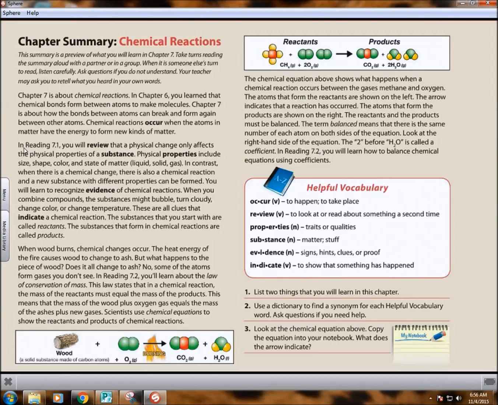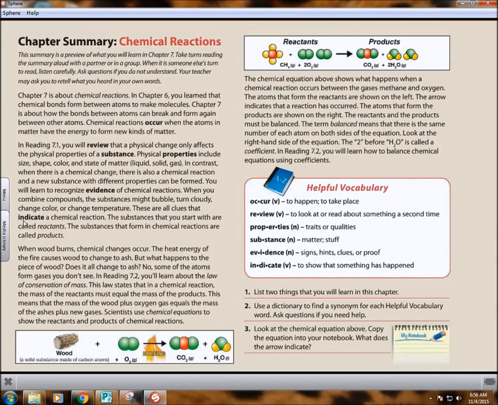In reading 7.1, you will review that a physical change only affects the physical properties of a substance. Physical properties include size, shape, color, and states of matter, like liquid, solid, and gas. In contrast, when there is a chemical change, there is also a chemical reaction and a new substance with different properties can be formed. You will learn to recognize evidence of chemical reactions. When you combine compounds, the substances might bubble, turn cloudy, change color, or change temperature. These are all clues that indicate a chemical reaction.